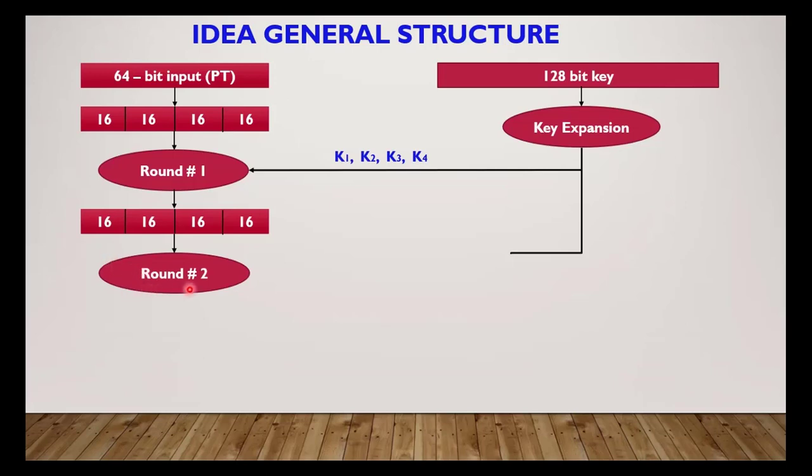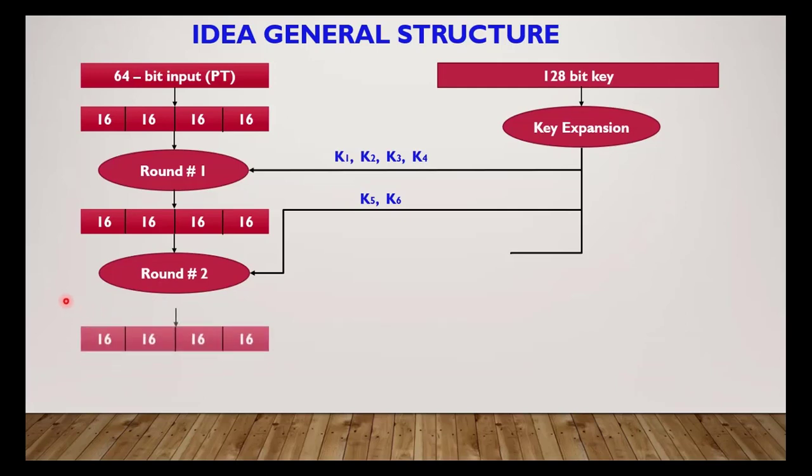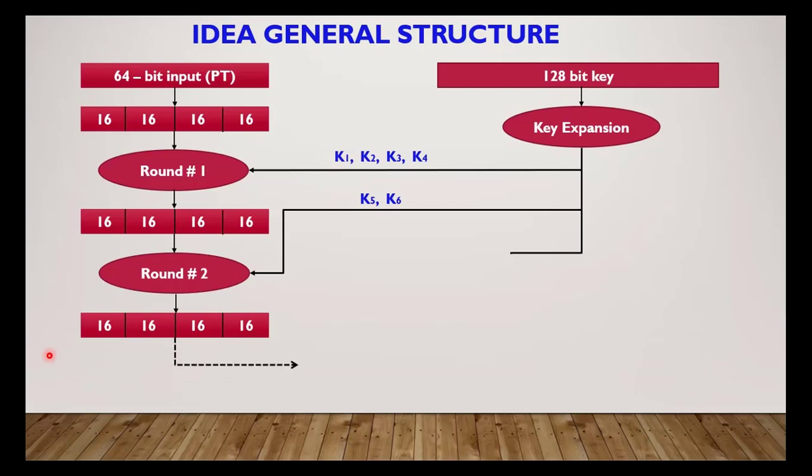This is round 2, and as it is round 2, we again require some keys for this round, and as it is an even round, we require 2 keys out of 52 keys. K5 and K6 will be used for this round. Only 2 keys, because it is an even round. Again, after performing some operations in round 2, you will get some output, again in the form of 4 blocks, and each block is of 16-bit. Similarly, you go on doing this, and you will reach round 17.